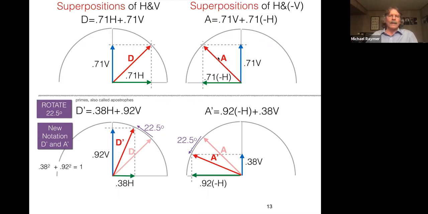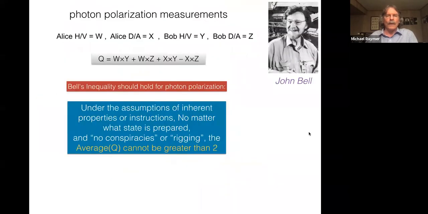Okay, so that's the point. Again, Alice can choose one of these two measurement schemes. Bob can choose one of these other measurement schemes. Okay, so again, just to state it one more time, the Bell inequality should hold for photon polarization under these assumptions: no conspiracies, rigging, and the existence of inherent properties or instructions.